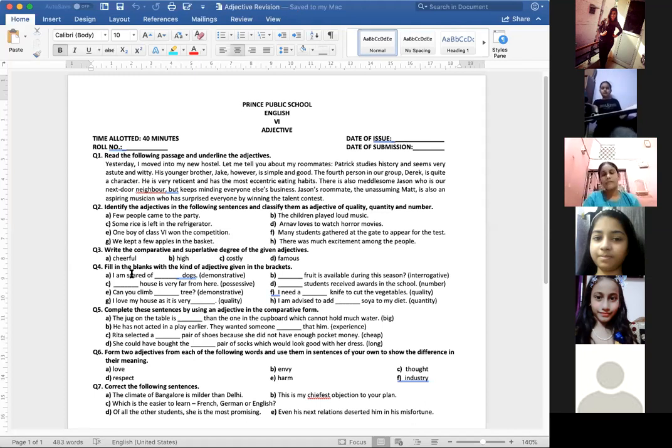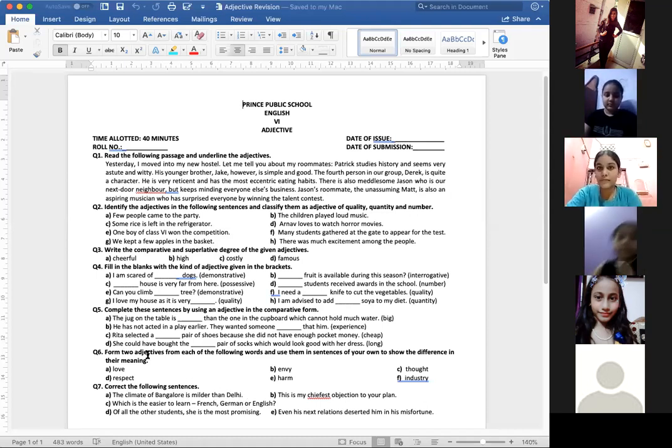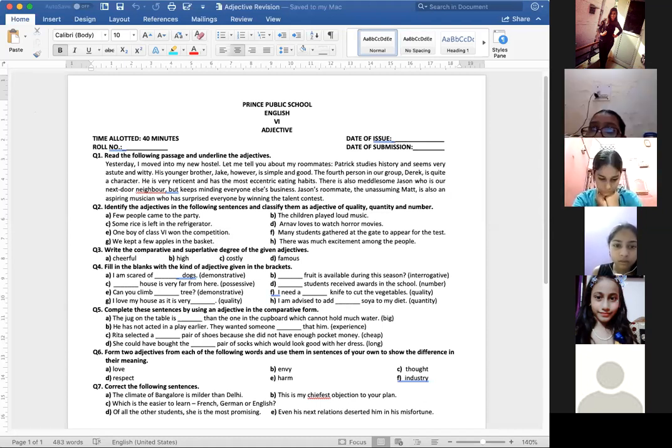All right. Let's see question number 7. Correct the following sentences. Now you have to tell me the errors in question number 7. The climate of Bangalore is milder than Delhi. Priyanshi, you can download it for your own reference. Okay. Yes, Pratiksha. The climate of Bengaluru is better than Delhi. Okay. We have changed the word.